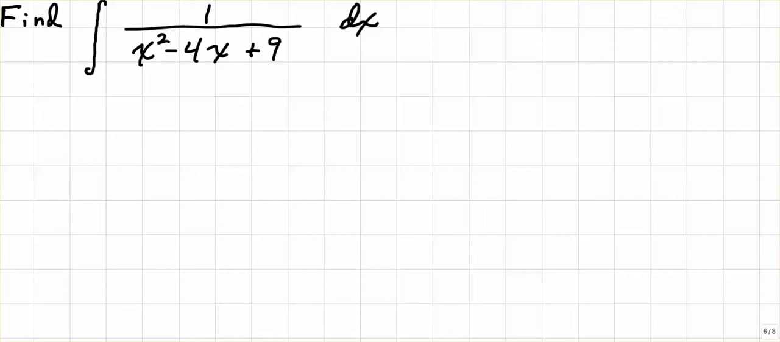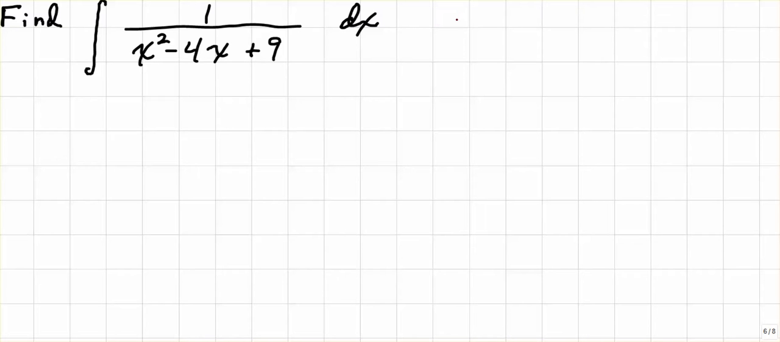Okay. All right, this is going to be a continuation of our discussion in section 8.1, where we're going to continue talking about integration techniques. For example, let's look at this one. Find the integral of 1 over the quantity x squared minus 4x plus 9 dx. Well, in this particular case, there's not much that you can do with it in its current form.